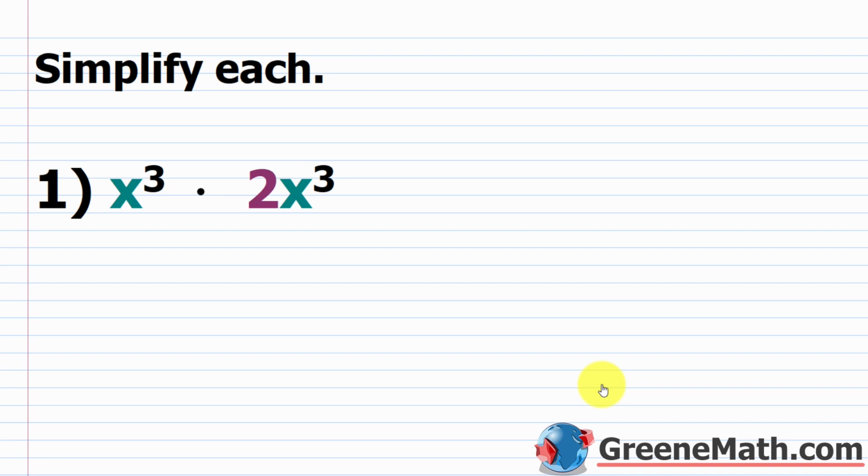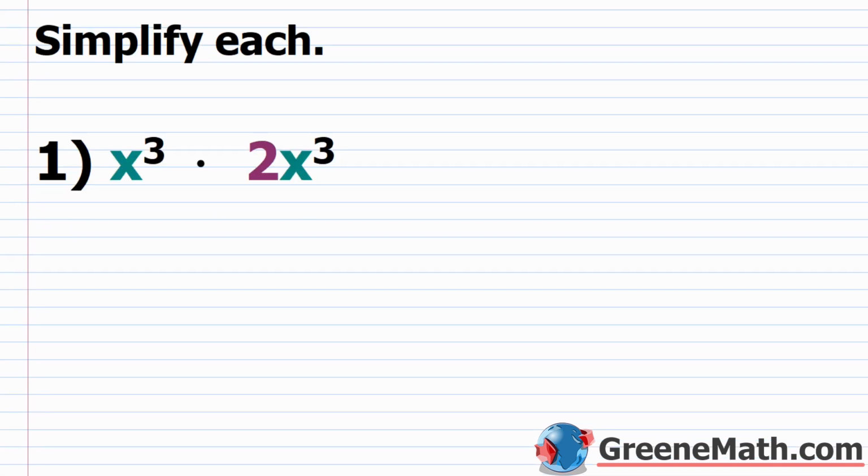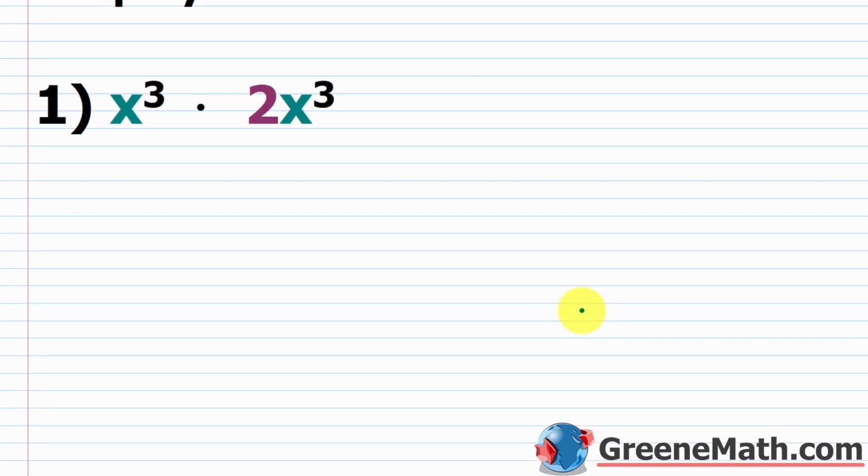All right, let's look at our little practice test here. So we want to simplify each. For the first problem, we have x cubed multiplied by 2x cubed. So the idea here is we want to use what's known as the product rule for exponents.